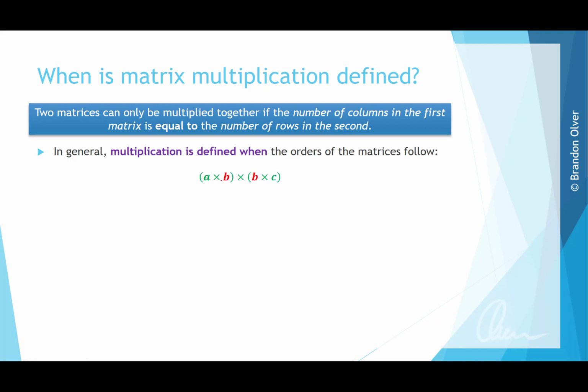We have A times B as the order of the first matrix, where B is the number of columns, and then for the second matrix we have B times C, where the number of rows is the same as the number of columns in the first. So if that is the case for their orders, we know matrix multiplication is defined. The resultant matrix is of order A times C. That comes from the number of rows of the first matrix and the number of columns of the second matrix, which gives the order of the resultant matrix.